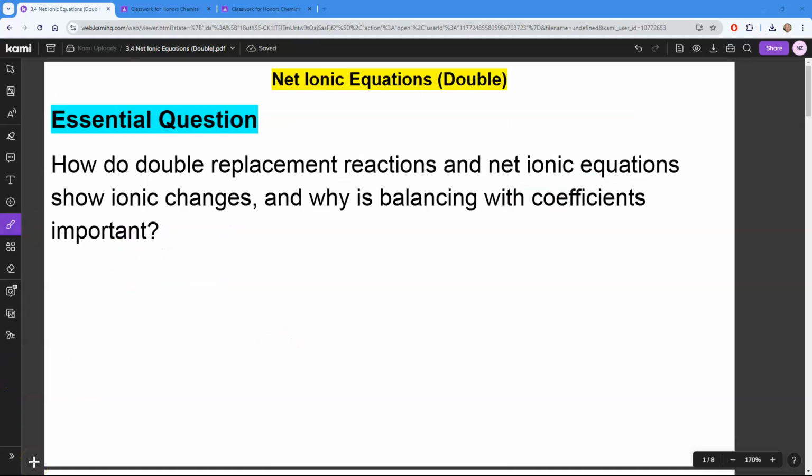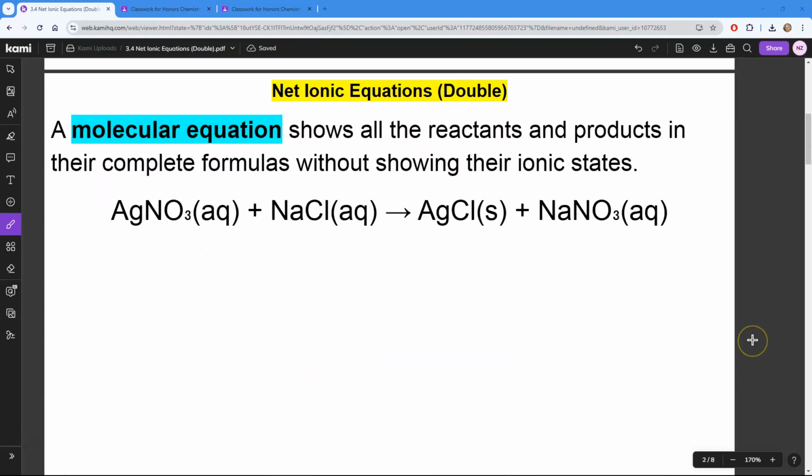In this video, we're going to go through net ionic equations, specifically in the case of a double replacement reaction. So the question that we're going to be answering in this set of notes is, how do double replacement reactions and net ionic equations show ionic changes, and why is balancing with coefficients important? All right, let's dive in.